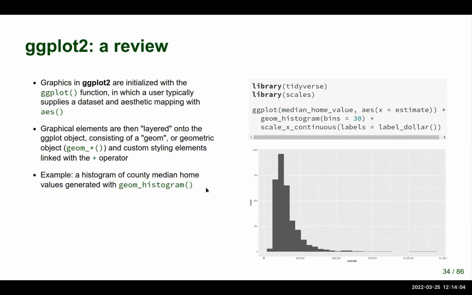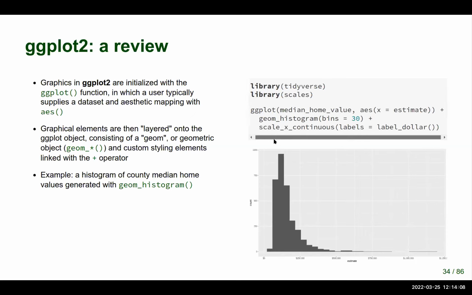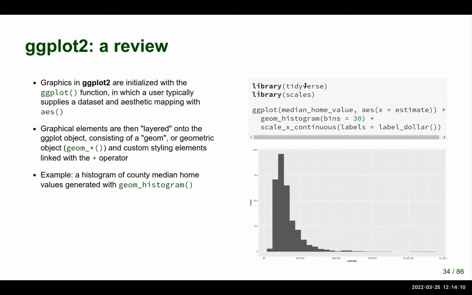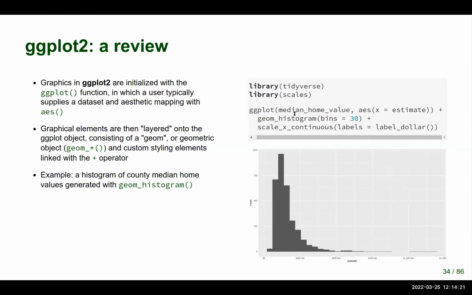And then you can style your plot accordingly. And so here I have a very basic example that shows how to use the tidyverse, and we're using the scales package, which comes pre-installed with the tidyverse, to create a plot where our data object is median home value. Our aesthetic mapping is mapping those median home values in the estimate column to the x-axis. We then draw a histogram using geom_histogram.